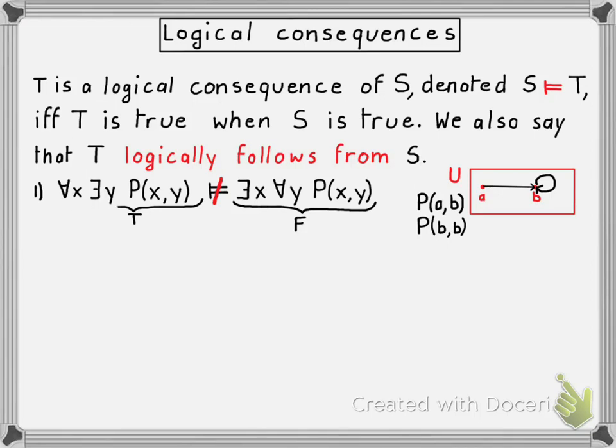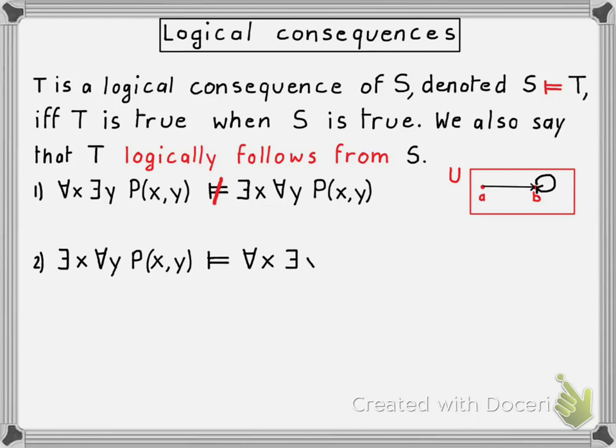Now let's consider a second example, namely, is it true that if there exists x for all y, P of xy is true, then for all x there exists y, P of xy must also be true? Please stop the video and figure out the answer for yourself.